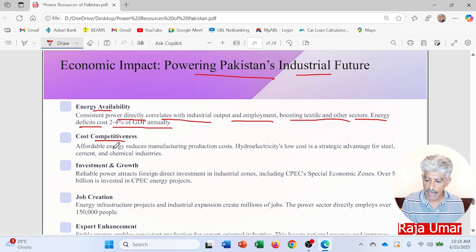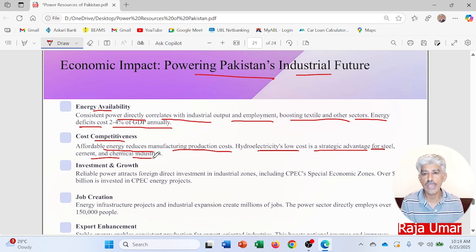Cost competitiveness: affordable energy reduces manufacturing production cost. Hydroelectricity's low cost is a strategic advantage for steel, cement, and chemical industries. I mean, if we focus more on the hydel power, the power through water, that can be effective in reducing the cost of production of the products, especially the steel, cement, and chemical industry products. So in this way, that would be more beneficial for Pakistan's economy, that we might be producing low cost products and we might be having competitiveness in the international market regarding the production of those products.